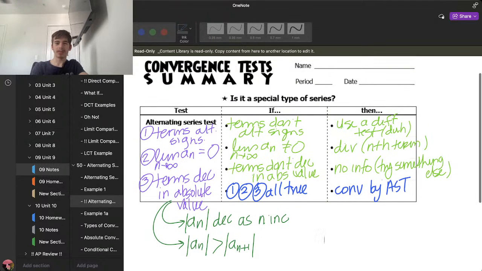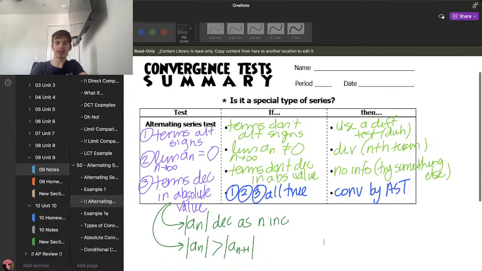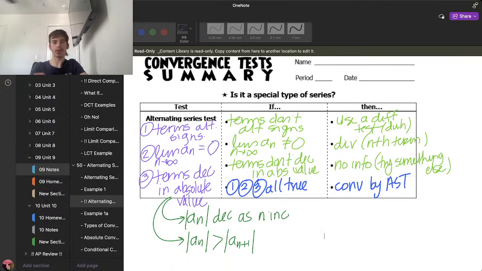Converges by AST. No info. So, if the terms don't alternate sign, and terms have to alternate sign, that's one of the conditions, use a different test, which should be pretty obvious. Limit does not equal 0, nth term means diverges. And if the terms don't decrease in absolute value, we have to try a different test. If all three are true, converges by AST.